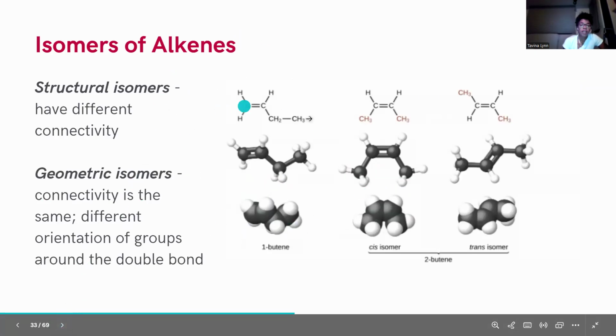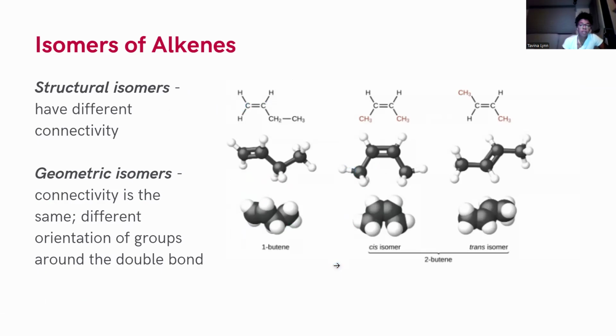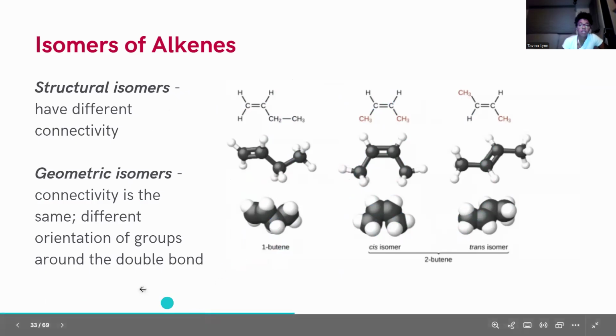So just taking together the two types of isomers that we looked at, we looked at how 1-butene is different from 2-butene, structural isomers. But within 2-butene, we can have these geometric isomers in both the cis and trans conformation.